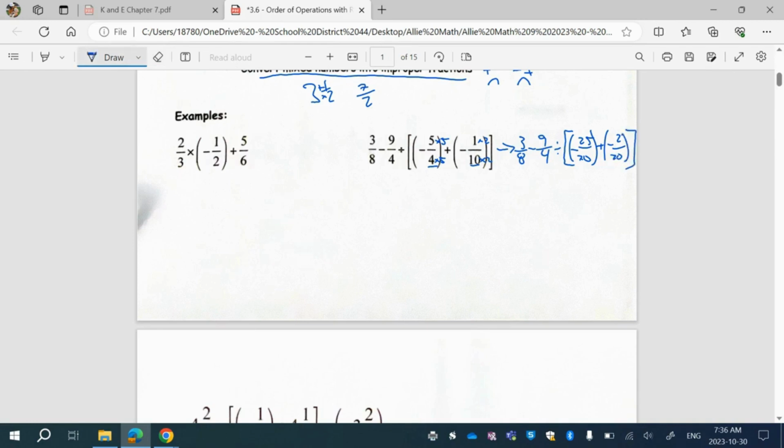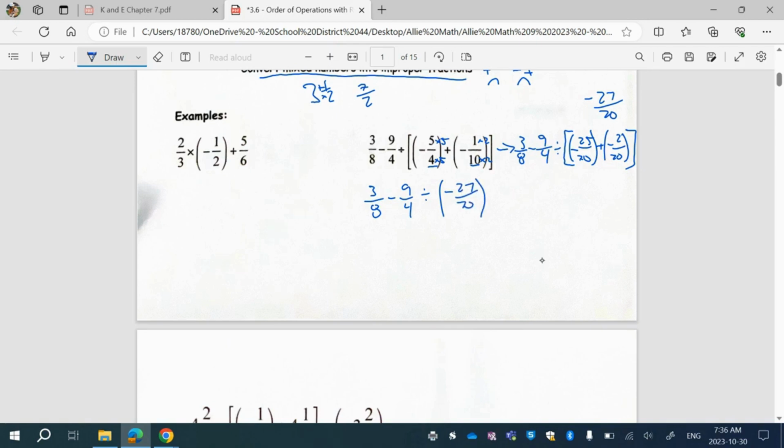And then square brackets. Okay. Now we can add these two up. So we have a negative 25 and a negative 2. So that's going to be inside our brackets now. It's going to solve to negative 27 over 20. So now we've got 3 over 8, subtract 9 over 4, divided by our negative 27 over 20.